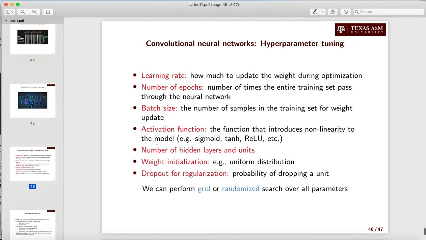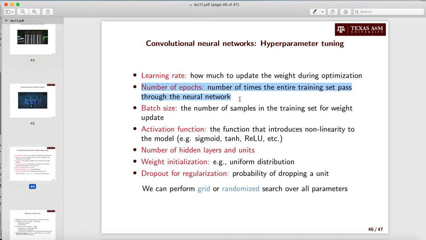We have a set of interesting hyperparameters here. One hyperparameter is the learning rate. So the learning rate is essentially how much we will update the weight during optimization. It's the same thing that we have seen in gradient descent and the same thing that we have seen in backpropagation. Another important parameter is the number of epochs.